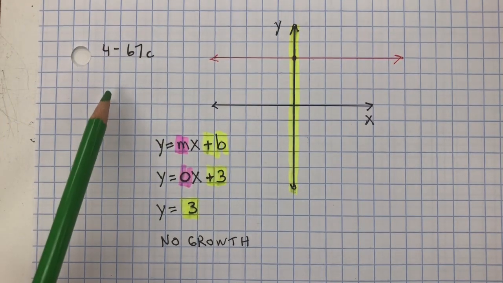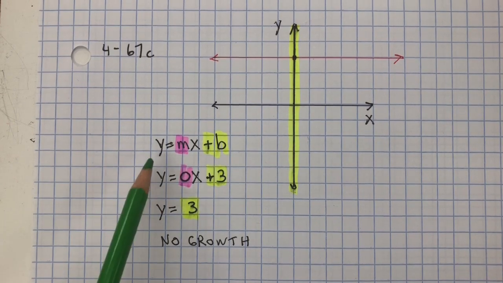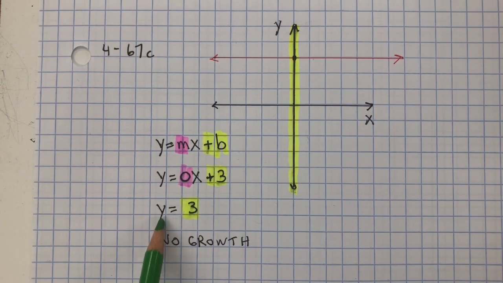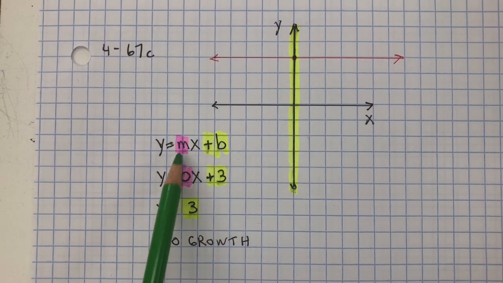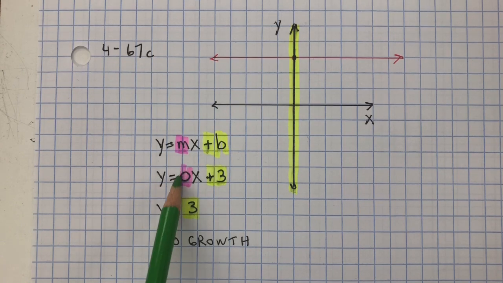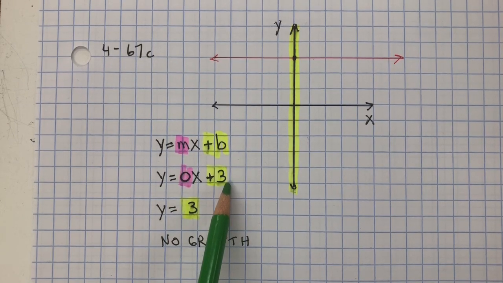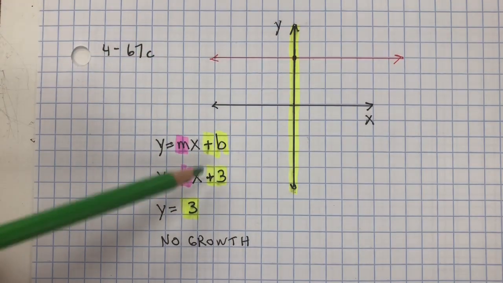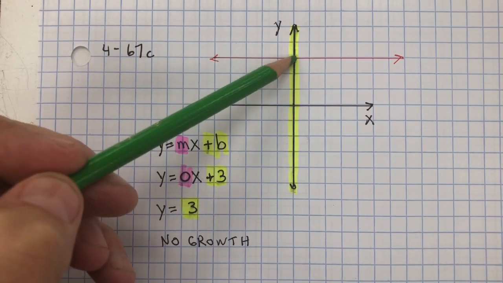In problem 467C, it's a little different because we have y equals mx plus b. We had y equals 3. Well, we just have the y-intercept and no growth rate. So if there's 0 growth rate, I wrote it like this: y equals 0 multiplied by x plus 3. And if x is 0, on the y-axis, y is going to be 3.